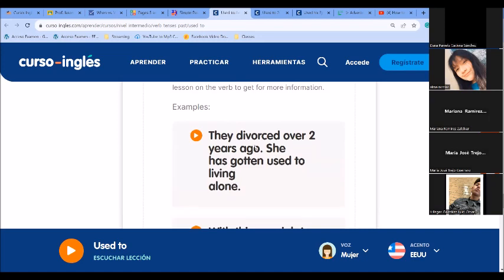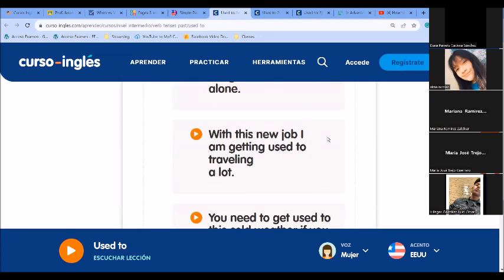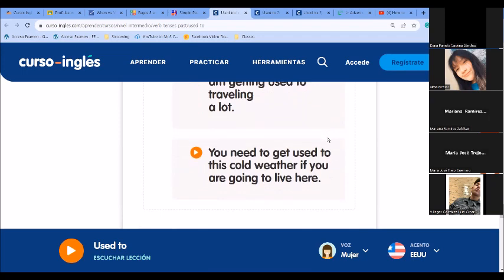For example, they got divorced over 2 years ago, past. She has gotten used to living alone. So now she is used to living alone. The process started when she got divorced. With this new job, I am getting used to traveling a lot. First past action, I got a new job. So she's in the process of getting used to this life of traveling a lot.